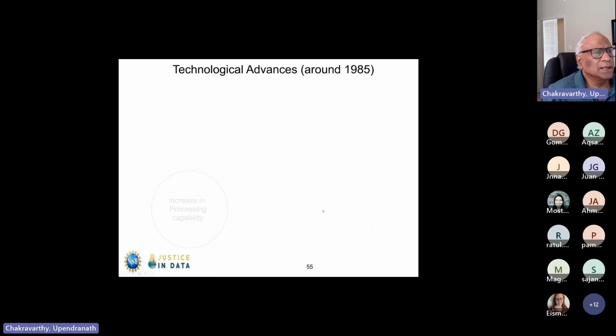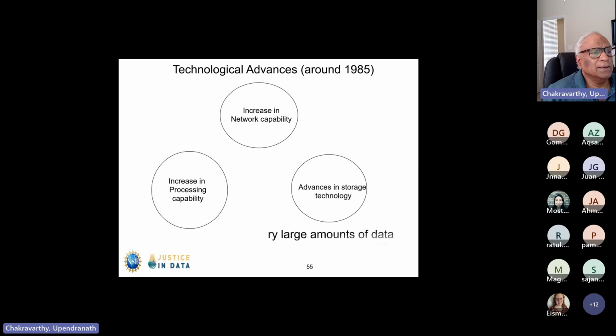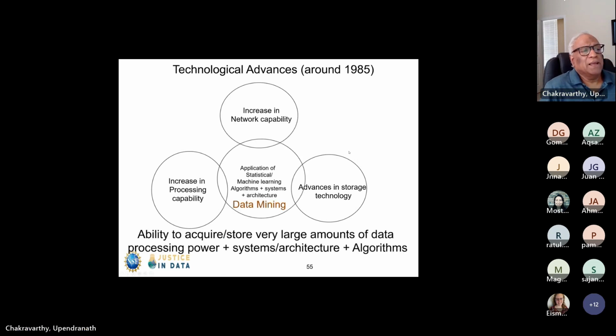So around 1985, we had a bunch of changes that facilitated or enabled the use of data mining on a very large scale. Until then, we were doing expert systems by examples, and we were also using samples. Random sampling was very important and useful because you could use a smaller amount of data and hopefully get the same general inference that you would get from larger data.